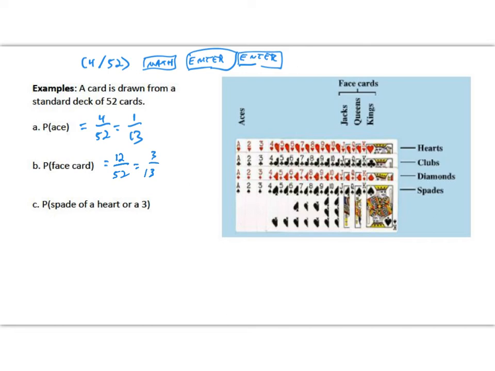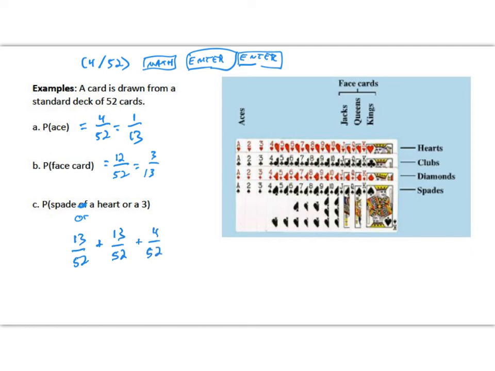Now, this is kind of a fascinating question here. You can get a spade, or a heart, or a 3. Okay, well, let's think about this here. We've got to be really careful with this question because there are 13 spades in the deck and there are 13 hearts in the deck. Now, if I want to get the probability of getting something or something else, I have to add those things together. So I also have to think about the 3s, and there are 4 of those in the deck.